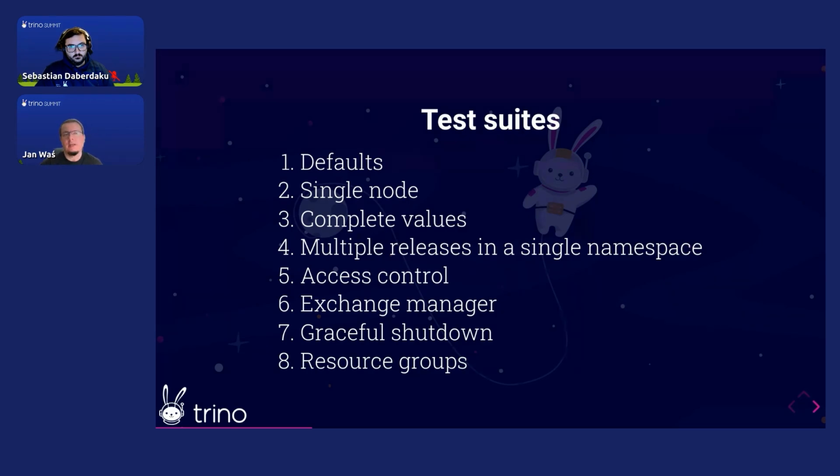All the other ones are like specialized versions of this, testing more advanced features. So the chart allows you to deploy multiple Trino clusters in a single namespace. We test this. You can use different access control systems. You can configure an exchange manager to run Trino in the fault tolerant execution mode. We have a test for graceful shutdown, which Sebastian will be talking about in more detail in a few minutes.